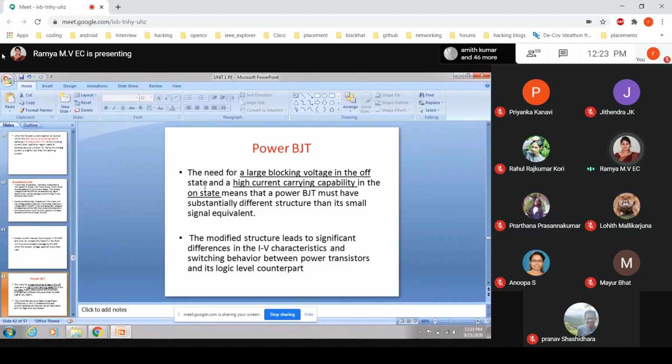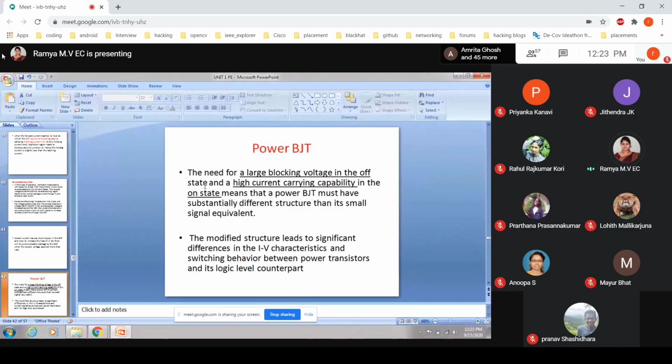Whatever we understand from the power diode, SCR or BJT, in all these cases the structure is different. The terminals, their identification and the working will be the same, but the internal structure, the doping structure, is different. Hence it will have large power capability, and it can handle high currents as well.